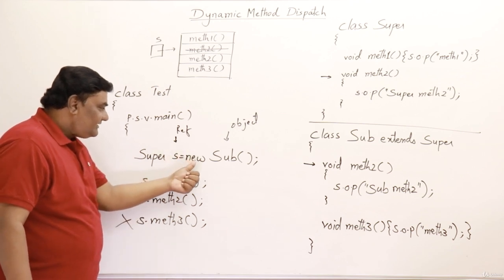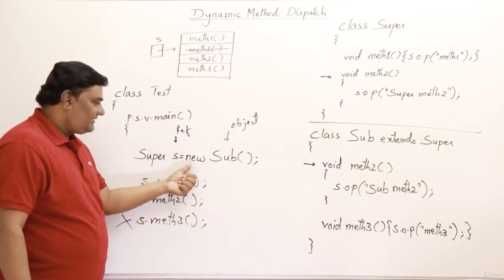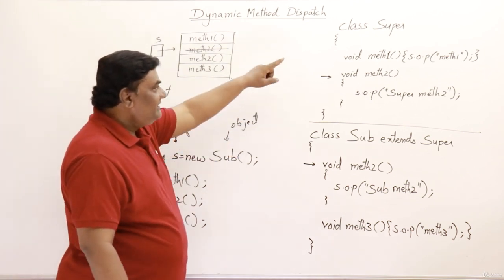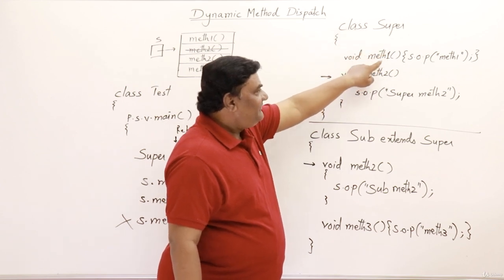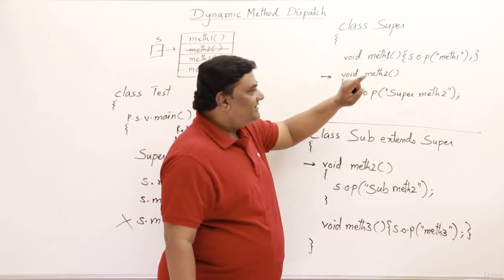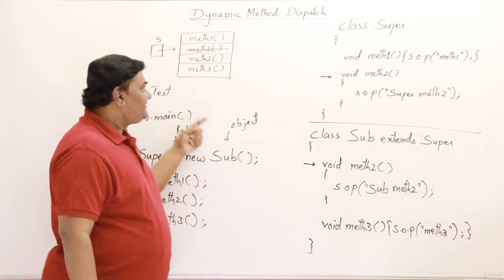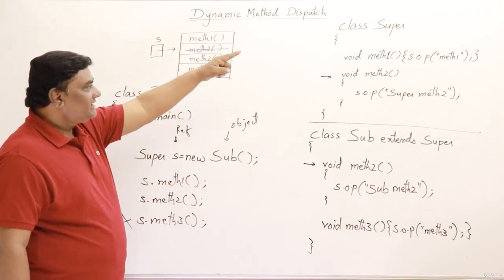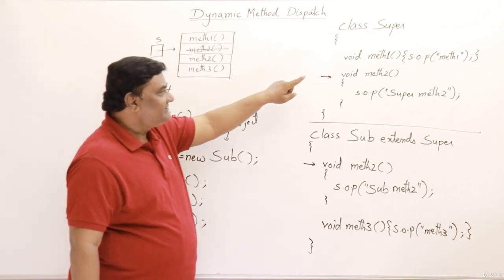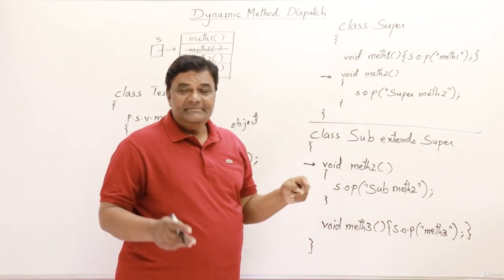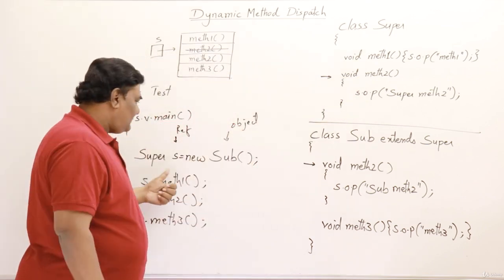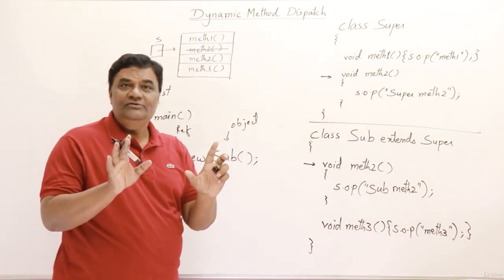Why? Because the reference is of the superclass. See, this superclass has only two methods, method 1 and method 2. Only two methods are there. And I am using a superclass reference, so I can access only two methods. It means a reference of the superclass has knowledge of only two methods.